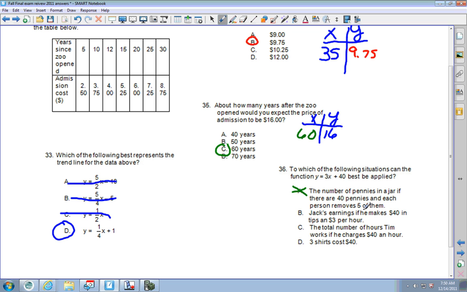Jack's earnings if he makes $40 in tips and $3 per hour. That could be it. Let's look at these other ones. The total number of hours Tim works if he charges $40 an hour. Okay, well, no, $40 each hour, he'd have to multiply that. And then the next one says 3 shirts cost $40. That does not go along with it. So the answer would be B.